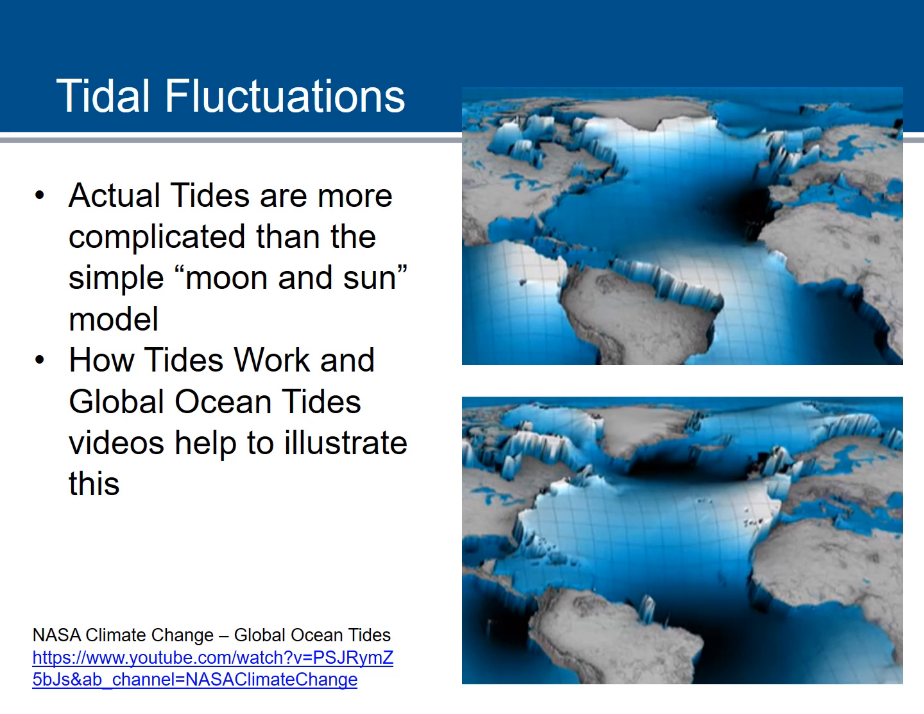So actual tidal fluctuations are influenced by the moon and the sun, the gravitational pull of the moon and the sun, but the simplified version of this is actually kind of a gross simplification of how the tides actually vary. I would encourage you to check out the two videos in the supplemental section, How Tides Work, and then Global Ocean Tides. These videos, I think, do a really good job of helping to illustrate this.